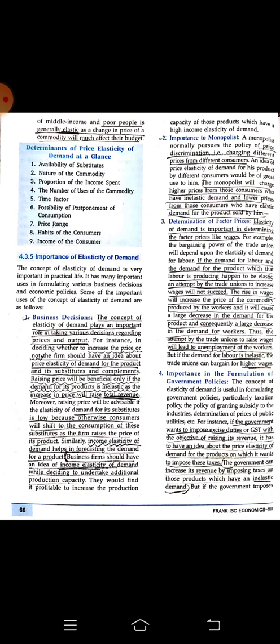very well aware of which products have inelastic demand. On those they can impose more tax, and the products which are elastic in nature can be imposed with less tax. For example, cigarettes are imposed with a high rate of tax because they have inelastic demand.